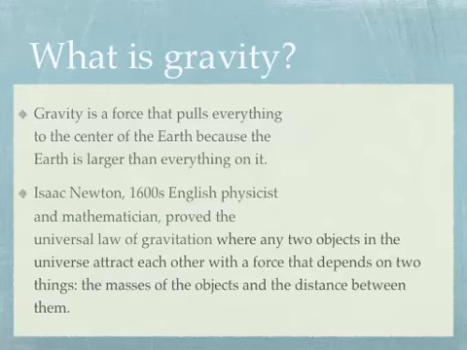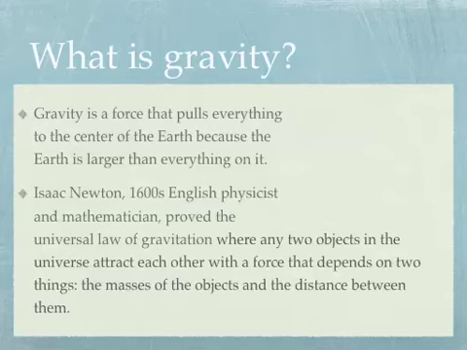He was a physicist and a mathematician, and he came up with this idea of the universal law of gravitation. In this idea, he said that when there are two objects in the universe, they're attracted to each other. And that force of attraction depends on two things. It depends on the masses of the objects, which is very similar to the weight of an object. Weight includes the mass of an object plus gravity.